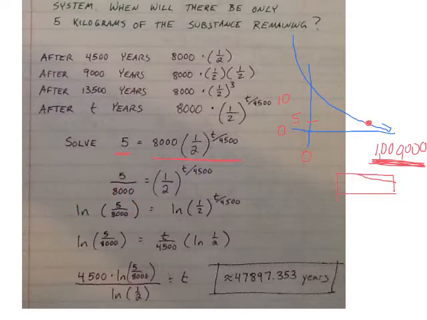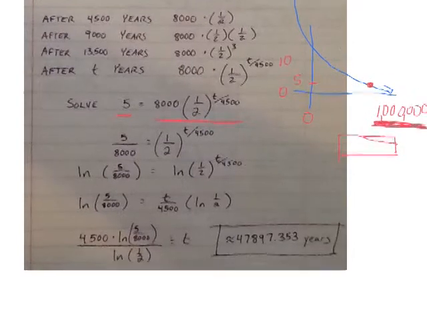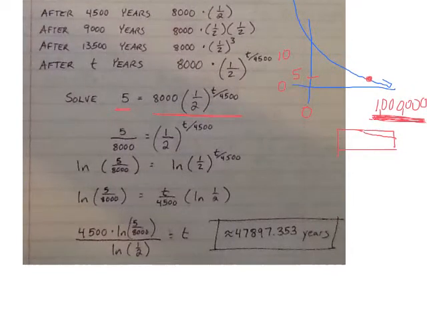And I'm leaving this as a fraction because the decimal is really, really small. When I've taken the natural log of the right-hand side, I can actually move the exponent down in front. That was one of the log properties that we should remember. So then, in the final step, I'm able to multiply by 4,500. So if I multiply both sides by 4,500, that's going to cancel out the denominator. And then if I divide both sides by ln of 1/2, then that's going to cancel out the ln, and I'm left with just t on the right hand side.